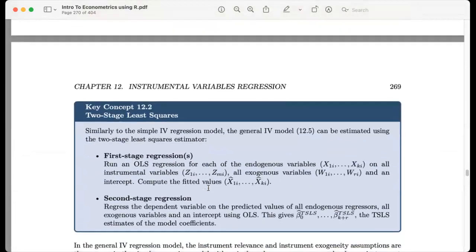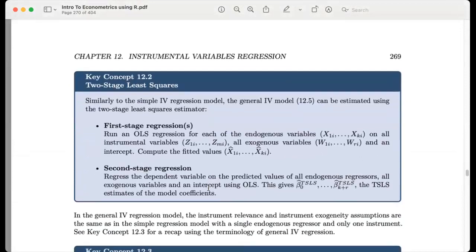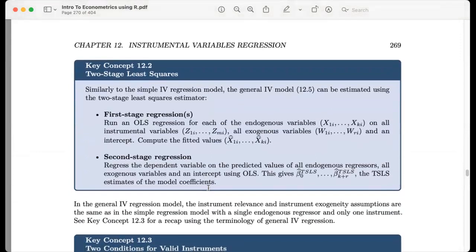This is just what is explained here, how we do this. Like in the first stage, we regress X on the instrument, and then we use the fitted values, or the predicted values, from there to regress the dependent Y on X.